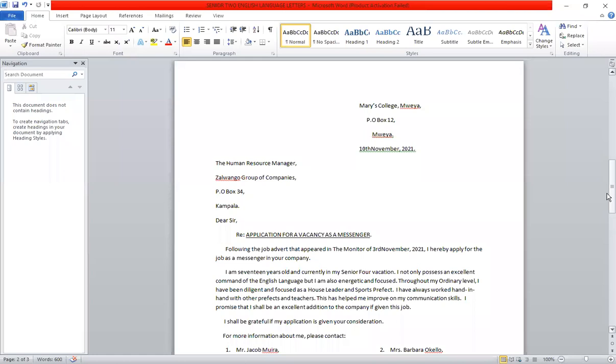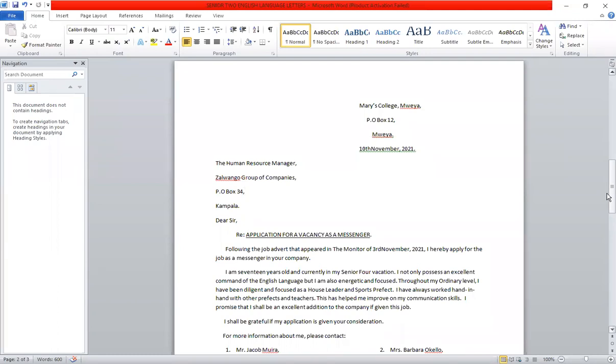We are writing to the human resource manager of the Zarango group of companies, PO Box 34 Kampala. If the address is not given, be creative enough to have the address there, just in case we have an examination. If it is not an examination and you're applying for a job, then you're supposed to do your research and get that address, but it has to be there. Then after that, remember we have skipped 2 lines after the sender's address and after the date, and that's the end. We are not skipping lines anymore.